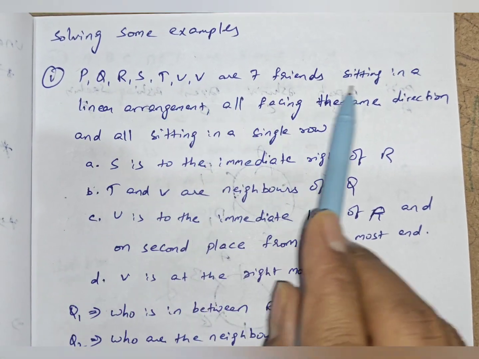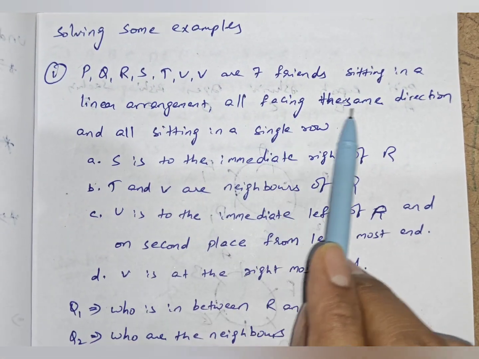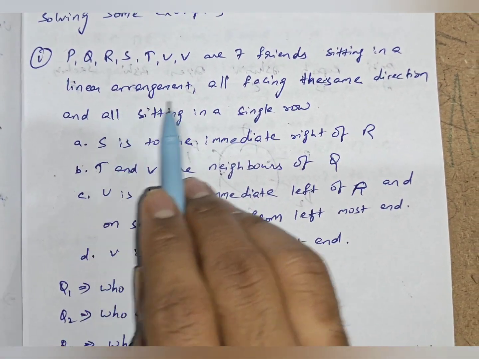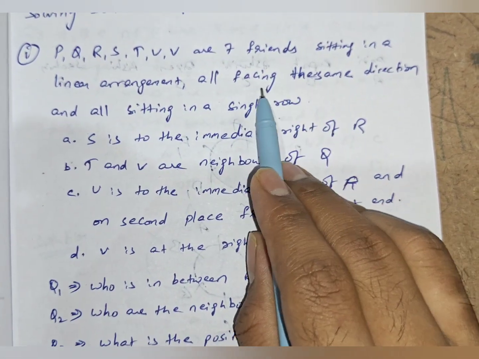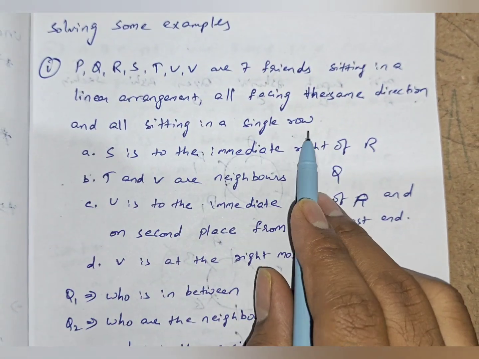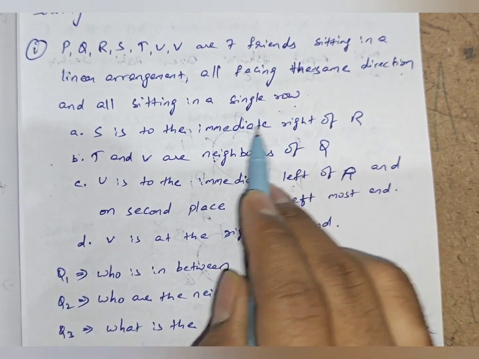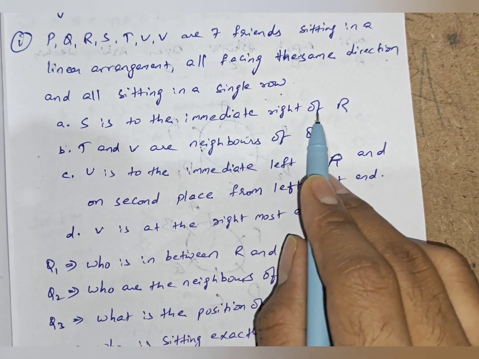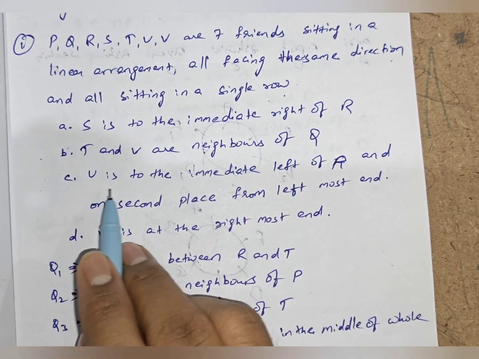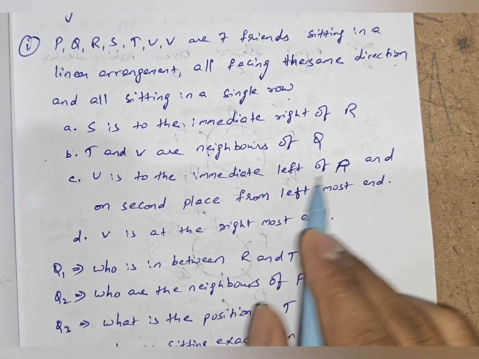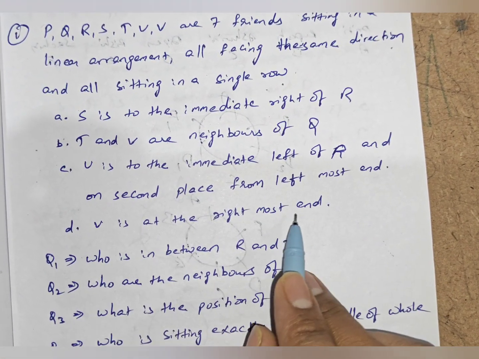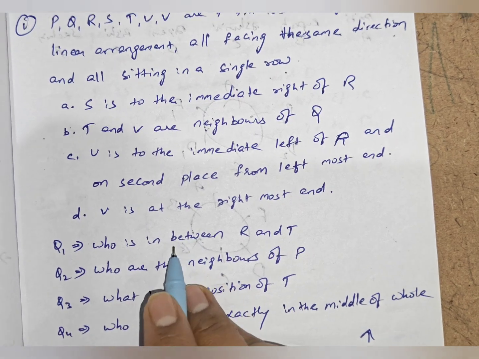These are seven friends sitting in a linear arrangement, all facing the same direction, and all sitting in a single row. Here you have two facts: all are facing towards the same direction, and all are sitting in a single row. Now the statements are: S is to the immediate right of R, T and V are neighbors of Q, U is to the immediate left of R and at the second place from the leftmost, and V is at the rightmost end. Now here are some sample questions.